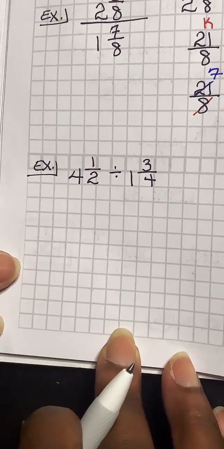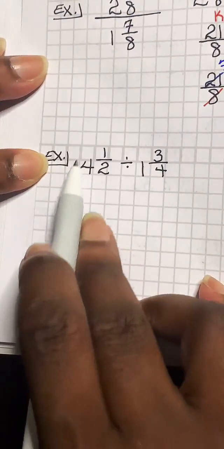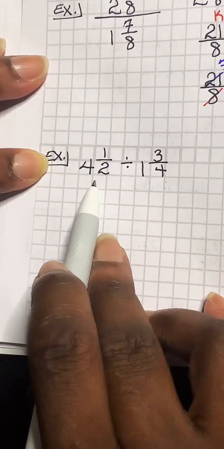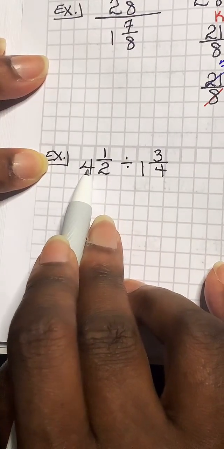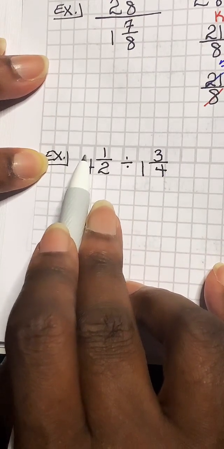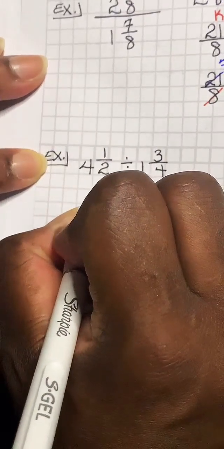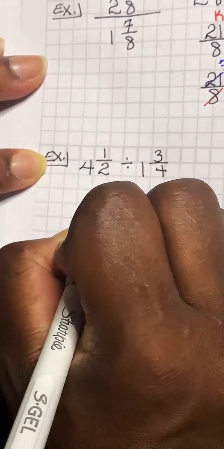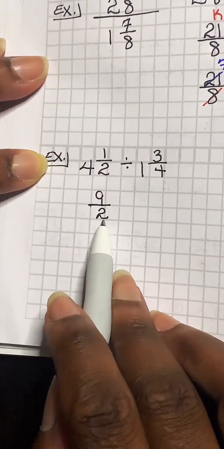So let's take a gander. All right, first, we need to change this mixed number into an improper fraction. So we take our denominator, multiply by the whole number. 2 times 4 gives me 8. Then we add that 8 to the numerator, which gives me 9. And we put it over the original denominator, which is 2.